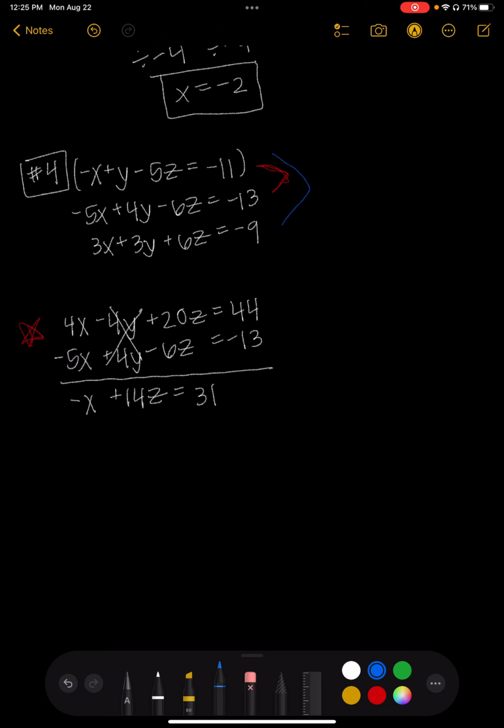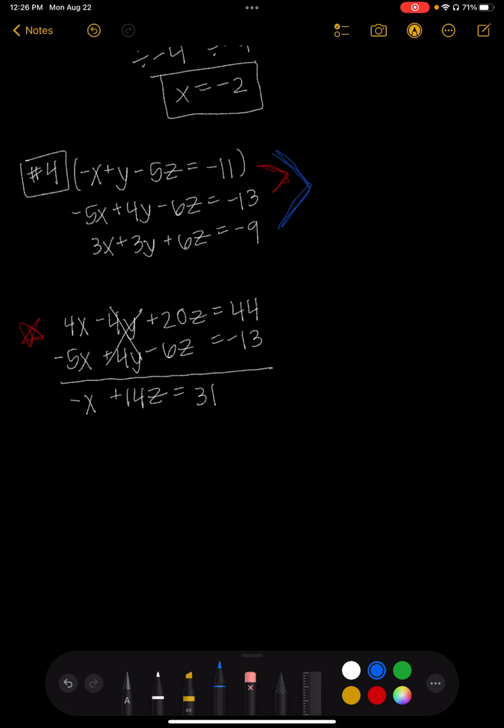And the blue equations are going to be the top and the bottom one. And once again, we want to get rid of the y's, because if we get rid of the y's again, we'll end up with just an x and a z, and then we can have a separate system of equations with just x's and z's to solve, like with just two equations.